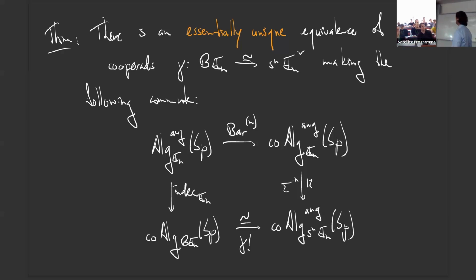On the right, there's nothing going on. There's just this degree shifting, so this arrow you can pretty much ignore. It's not very interesting. Here is this gamma that makes an equivalence between co-algebras for the bar construction of En and co-algebras for this suspended En operad.